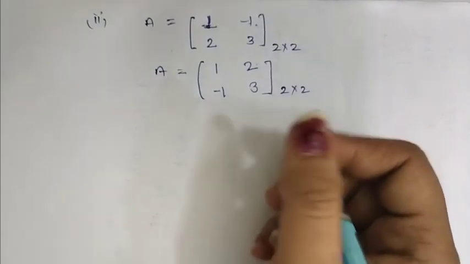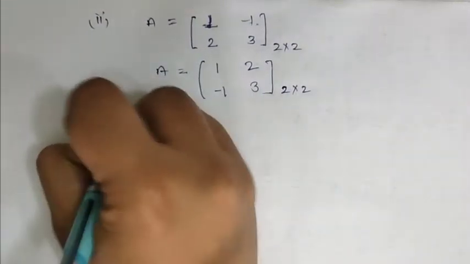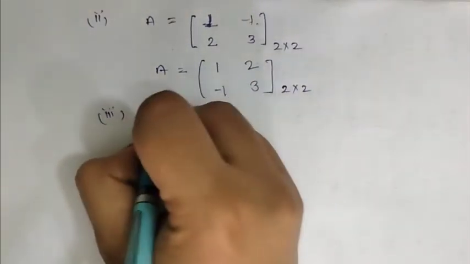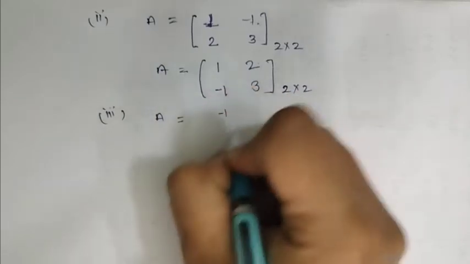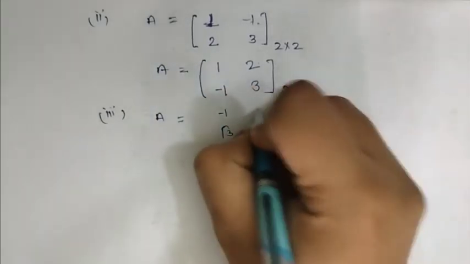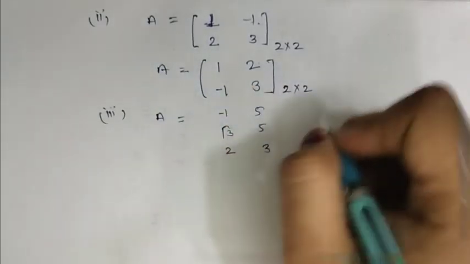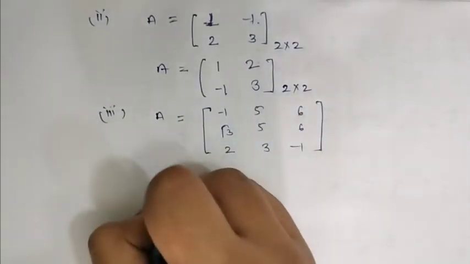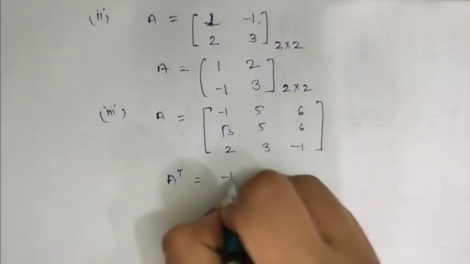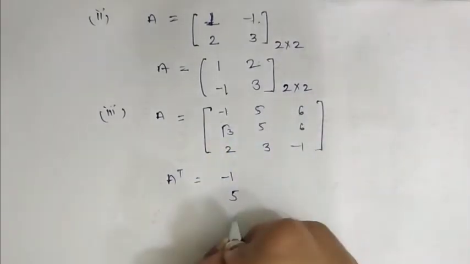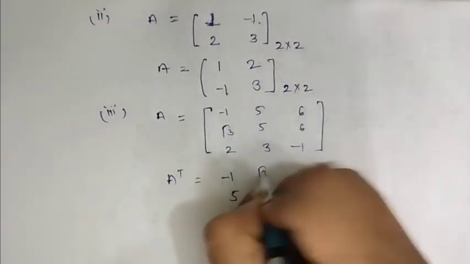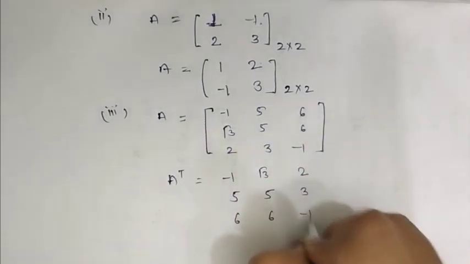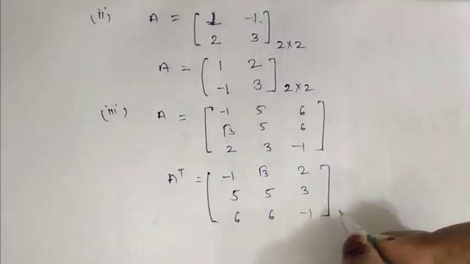Now we have the third part of it. Again we have to find the transpose of the matrix. So we have A equals minus 1, root 3, 2, 5, 5, 3, 6, 6, 1. तो हमें क्या करना है, इसका ट्रांसपोज फाइंड आउट करना है. So AT will be minus 1, 5 can be here and 6 is here. Now we start with root 3, 5 and 6, and here we have 2, 3 and minus 1. So this is the transpose of the given matrix.